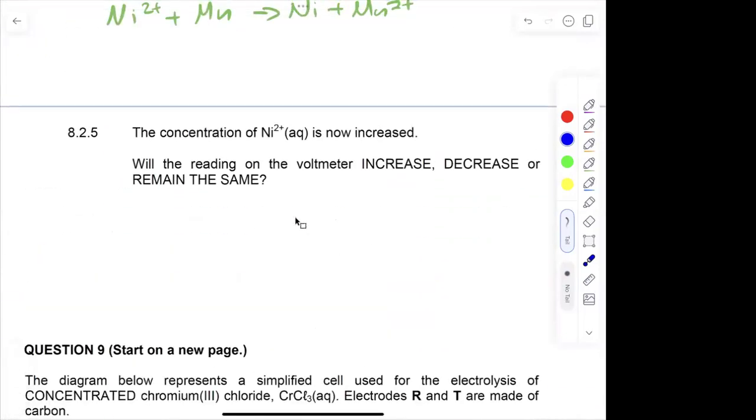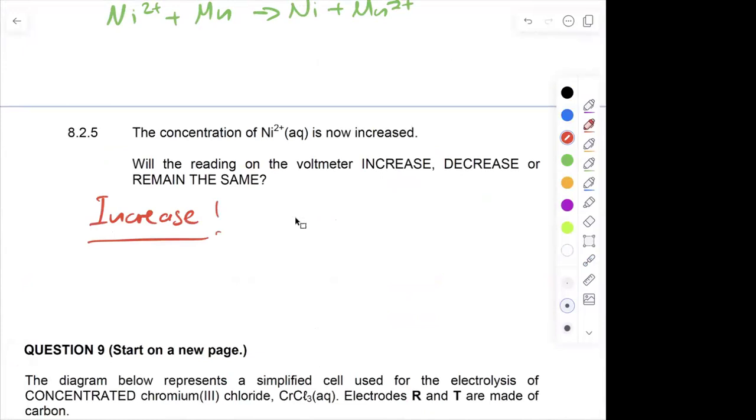And the question didn't necessarily ask us for a reason, but I gave it anyway. But the final answer is going to be increase. And that is us done with galvanic cells. Don't leave just yet. We still have a question on electrolytic cells in our last 15 minutes.